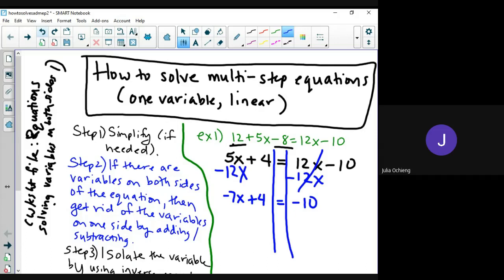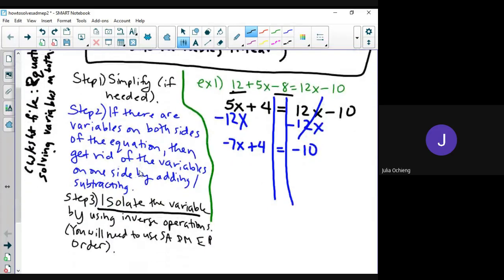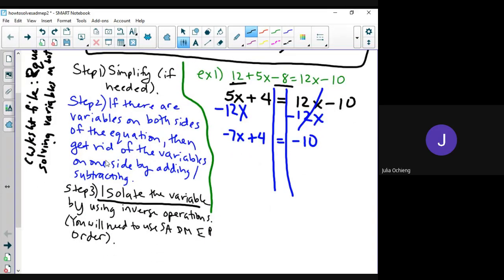Step 3, isolate the variable by using inverse operations. So basically, once I've done step 1 and step 2, I have made this a normal equation. Because the big thing that was making this a little bit harder was because there were so many terms and there were variables on both sides. So I've gotten rid of that problem. So now I'm just going to solve it like a normal equation.